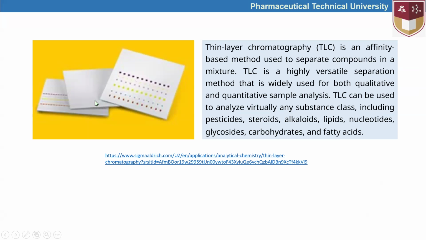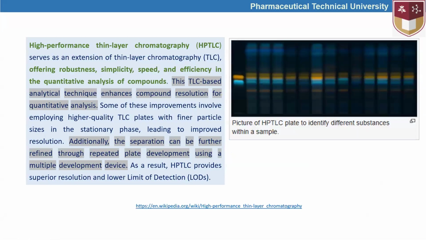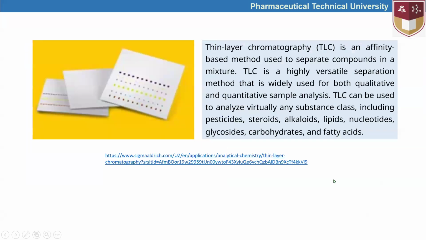The point is how it can be used qualitatively. We can use some standard compounds together with the extract. So based on the RF values, we can find out about the similarity of the structure, or we can claim the same structure of the compounds. This can be considered qualitative analysis, and quantitative analysis can also be carried out. We are going to see that in the next pages.